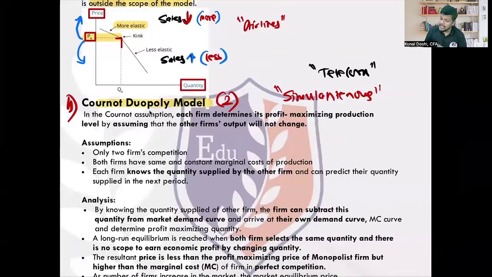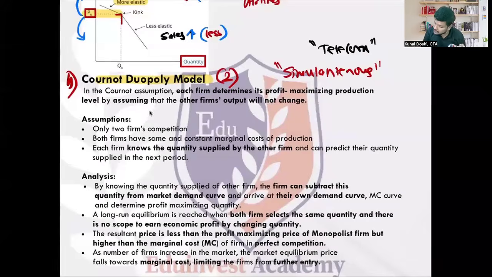Correct? So in the Cournot assumption, each firm determines its profit maximizing output by assuming that the other firm's output will not change. So I will decide how much is my output, and I will also know, based on the total market, what is the output of the other firm, right? Now, here some assumptions: we have only two firms, correct? Both firms have same and constant marginal cost, and each knows the quantity supplied by the other, correct?